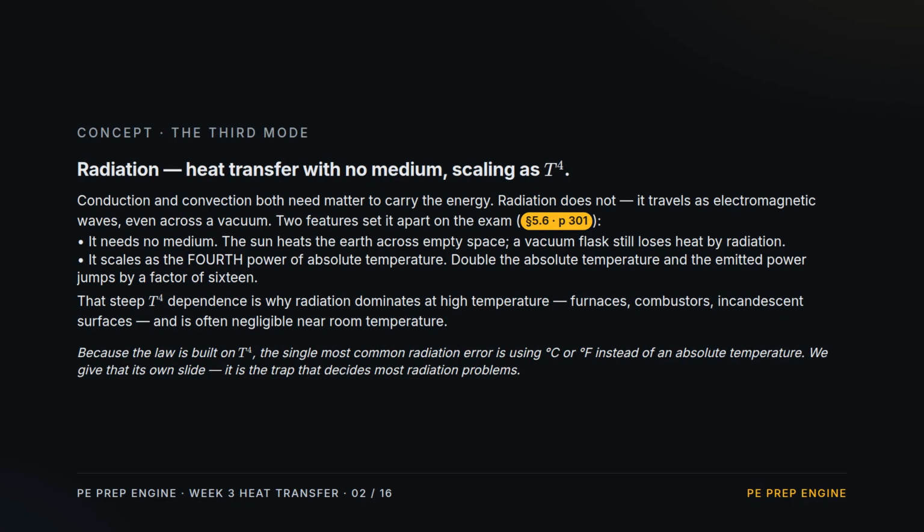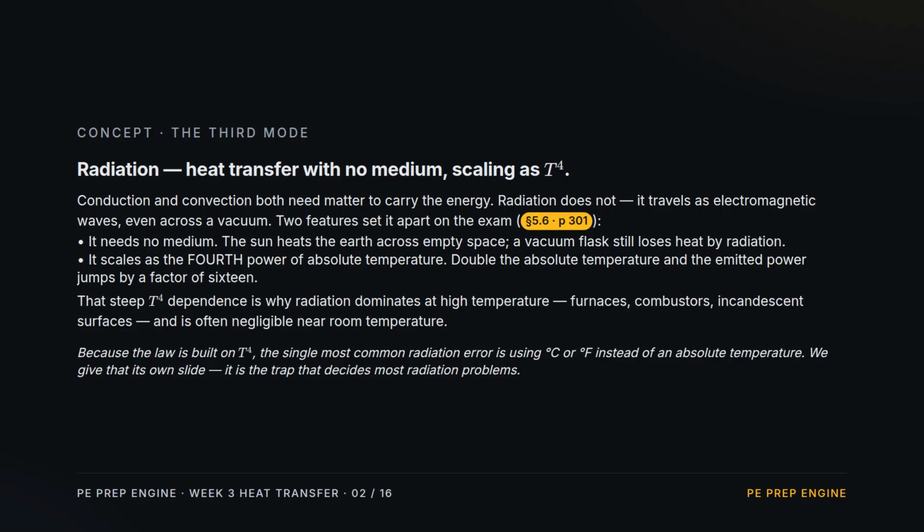Radiation is the third mode. Conduction and convection need matter. Radiation does not. It travels as electromagnetic waves, even across a vacuum. Two features set it apart. First, no medium needed. The sun heats the earth across empty space.